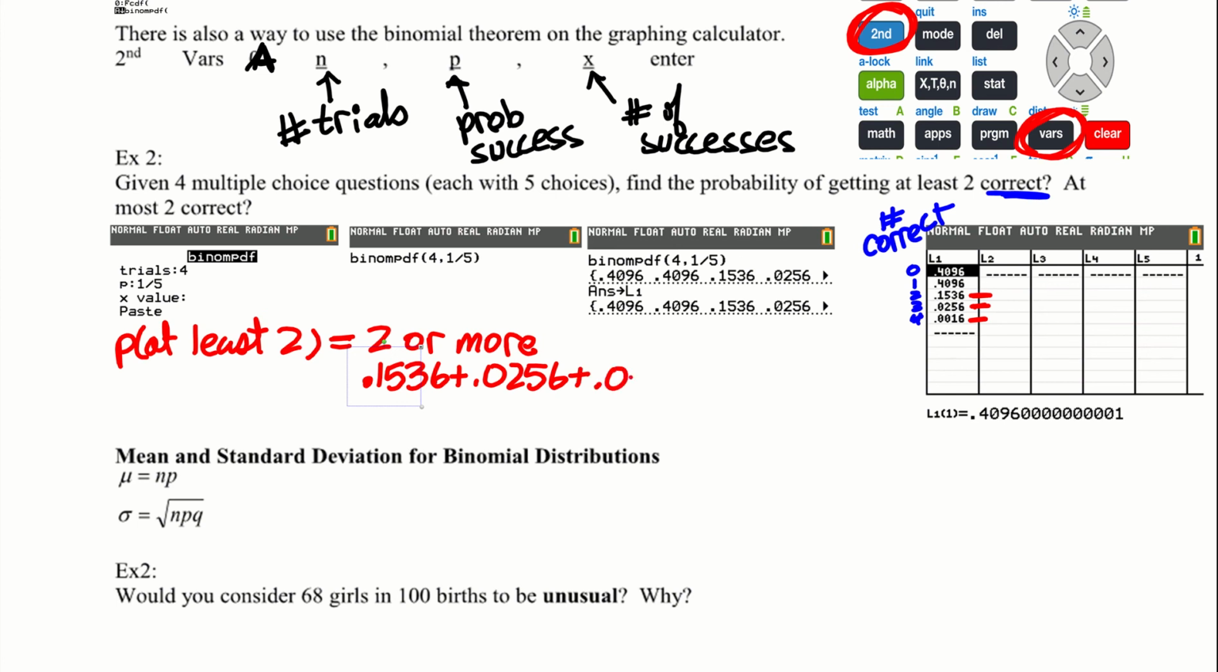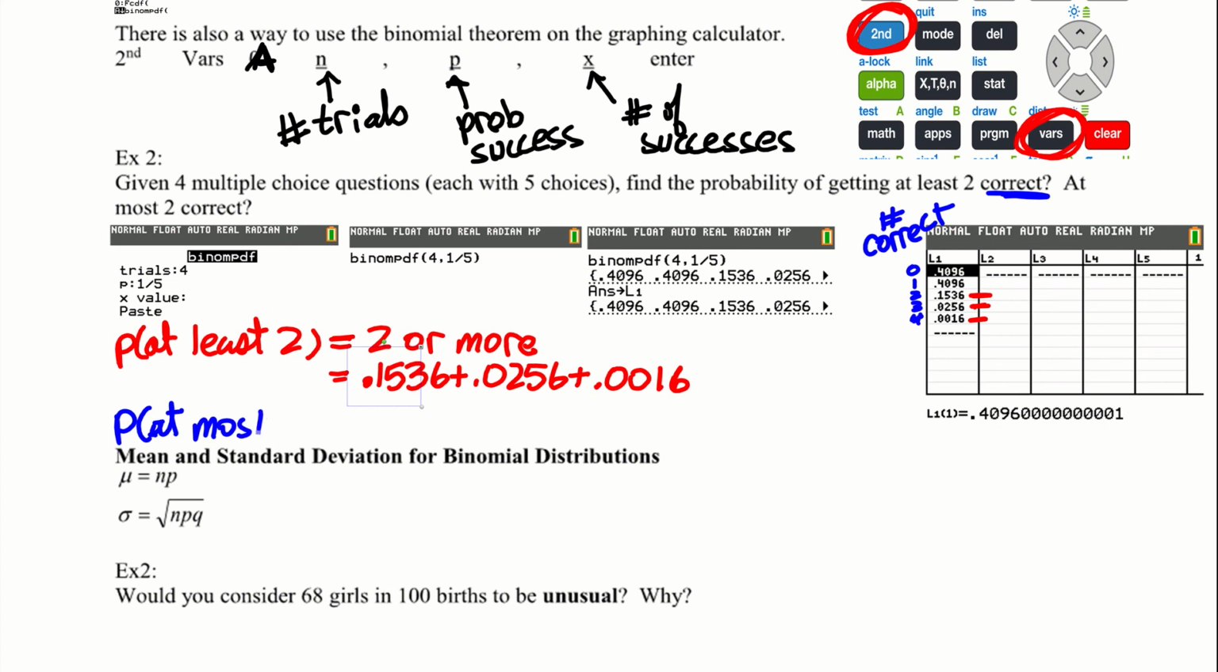So these were the correct choices, right? Of getting 2 or more correct. And I'll add those up in a minute, but I want to set up probability of getting at most 2 correct.